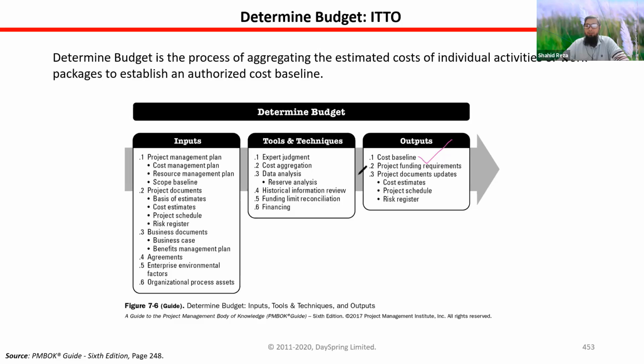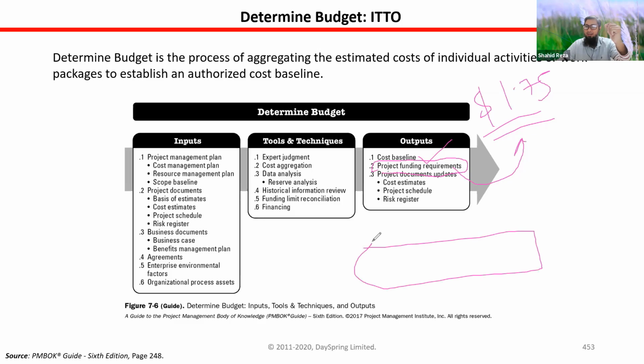With that cost baseline, there is another output you need to create: project funding requirements. I just gave you an example, say $1.75 million that you need for a project to complete. So you are the project manager. When you are designated as project manager, you have the responsibility to spend this money. But will management give you this money at the beginning of the project? Will management give you the whole money?